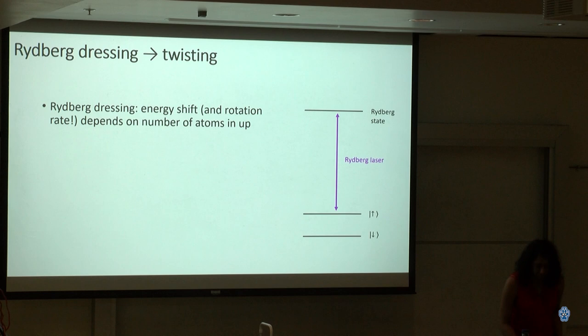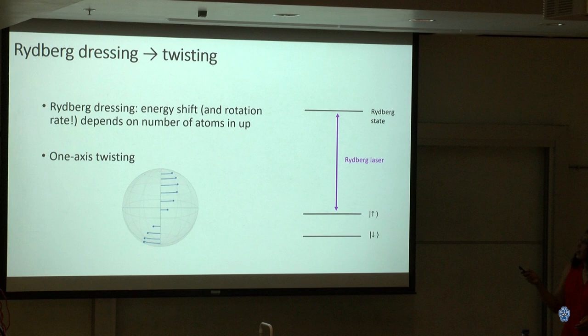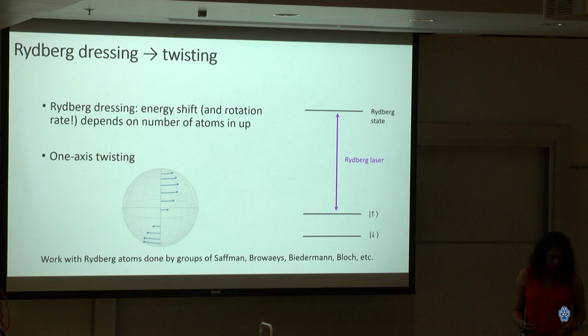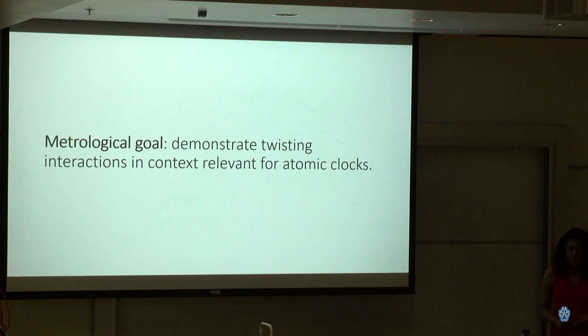So this gives us exactly what we want for squeezing. The rotation rate is going to depend on the number of atoms in up. And this is a general property called one-axis twisting. This is work that's been pioneered by several groups around the world, and it's something that we've started looking into experimentally now, which is very exciting. So this is our goal. We're going to demonstrate these one-axis twisting interactions in a context that's relevant for atomic clocks.